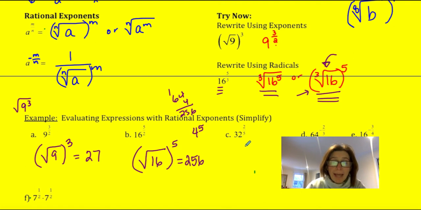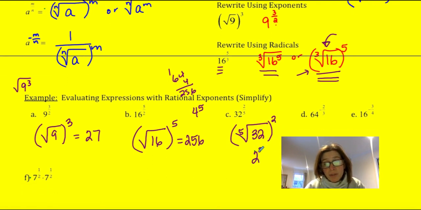All right, try this next one: 32 raised to the 2/5 power. Pause and come back. All right, so we would have written that as the 5th root of 32 squared. Well, the 5th root of 32 is 2, so 2 squared gives me 4. All right, here we've got a negative, 64 to the negative 2/3. First I'm going to rewrite it as 1 over 64 to the positive 2/3. Then I'm going to evaluate the cubed root of 64 squared. The cubed root of 64 is 4. 4 squared is 16, so this would become 1 over 16.